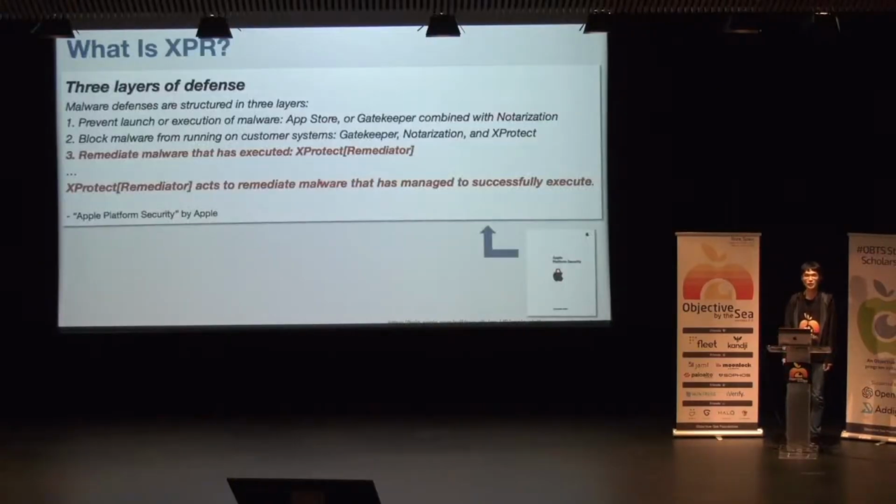So what is XProtect Remediator in the first place? According to Apple's platform security document, XProtect Remediator, or XPR, is the third layer of macOS malware defense. The first and second layers include App Store Review, Notarization, Gatekeeper, and traditional XProtect. These two layers are designed to prevent malware from being distributed or executed. But XPR kicks in after malware has executed. Its job is to detect and remove malware that's actively running on the system.